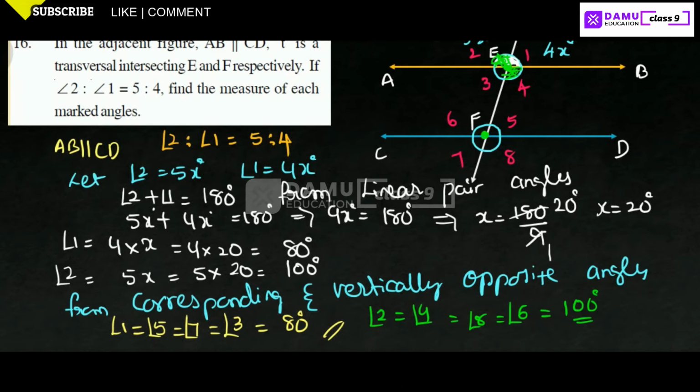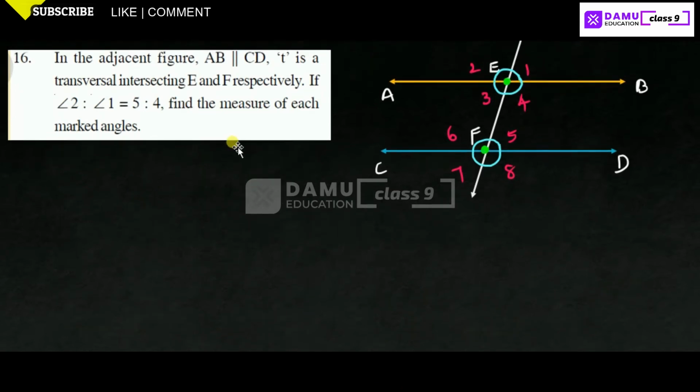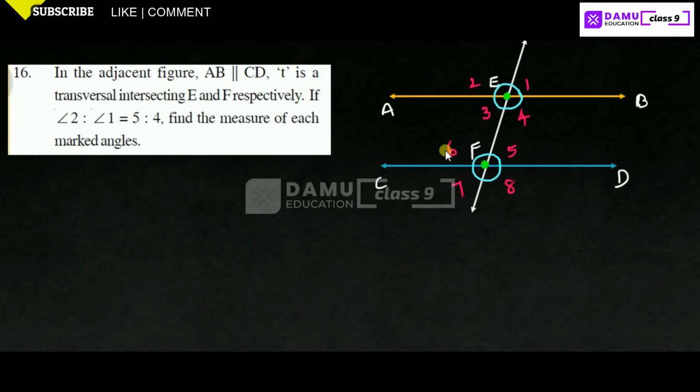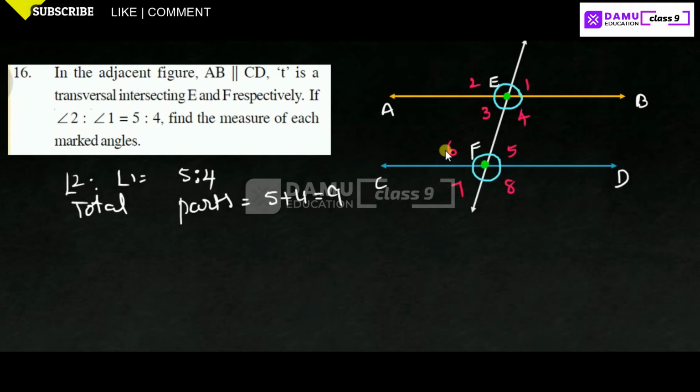And one more thing, we can go with another method. Here the number of parts is given: angle 2 is to angle 1 is 5 is to 4. So the total number of parts will be 5 plus 4, that is 9. Then the total angle, angle 2 plus angle 1, is equal to 180 degrees from linear pair, as I told, since this is making a linear pair.